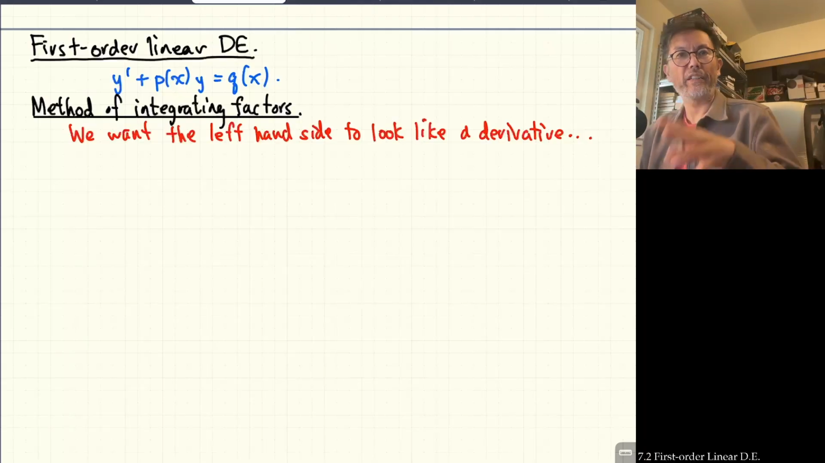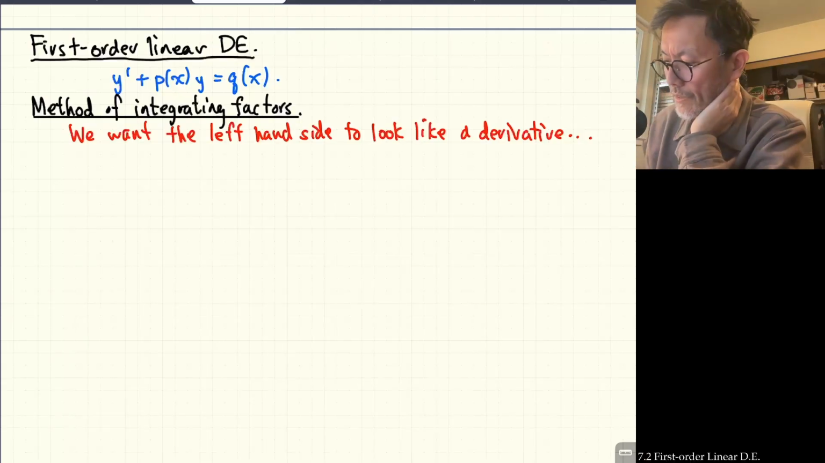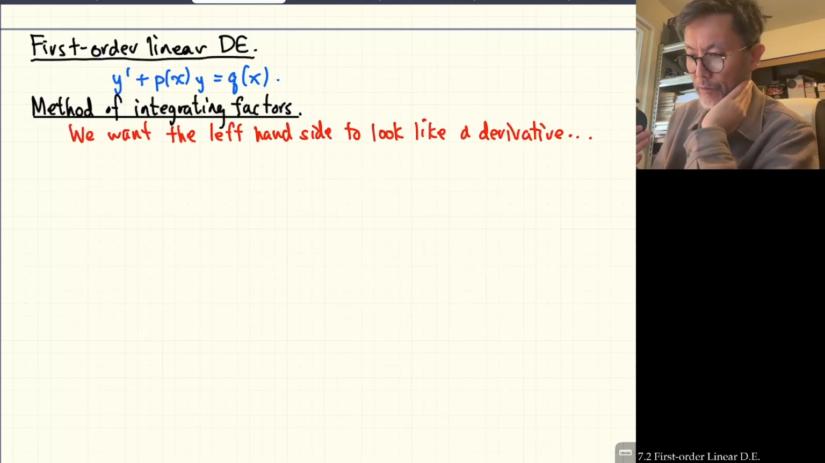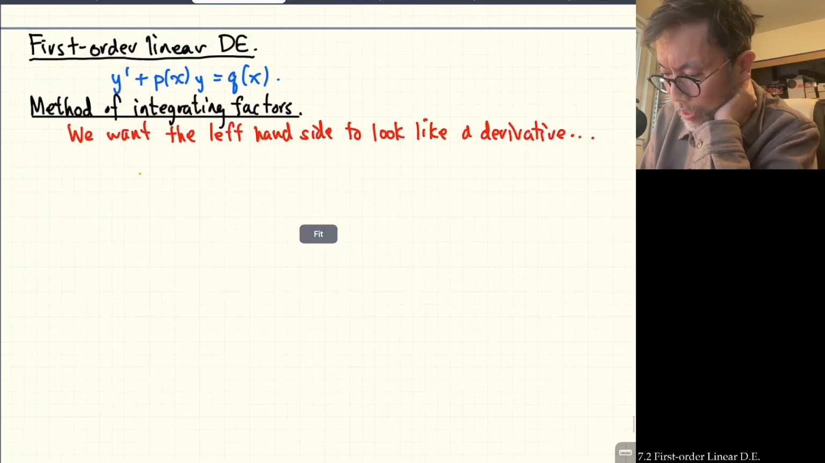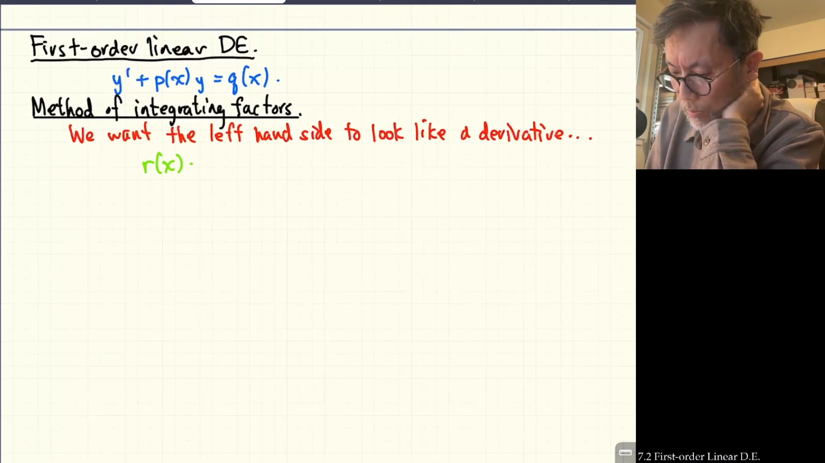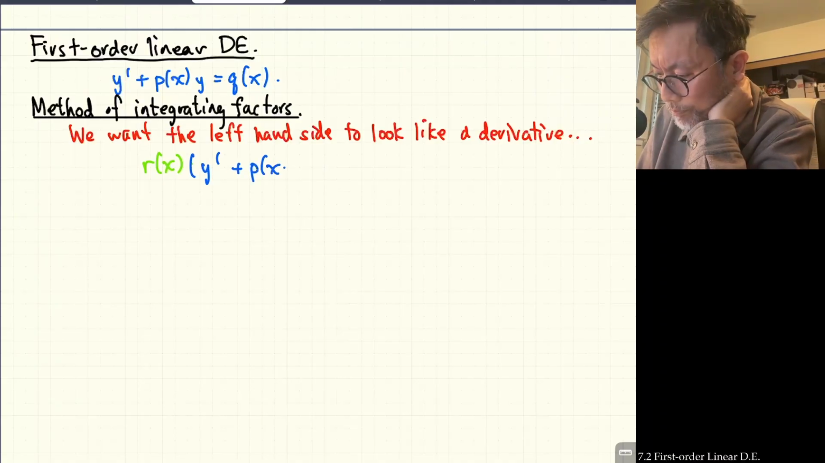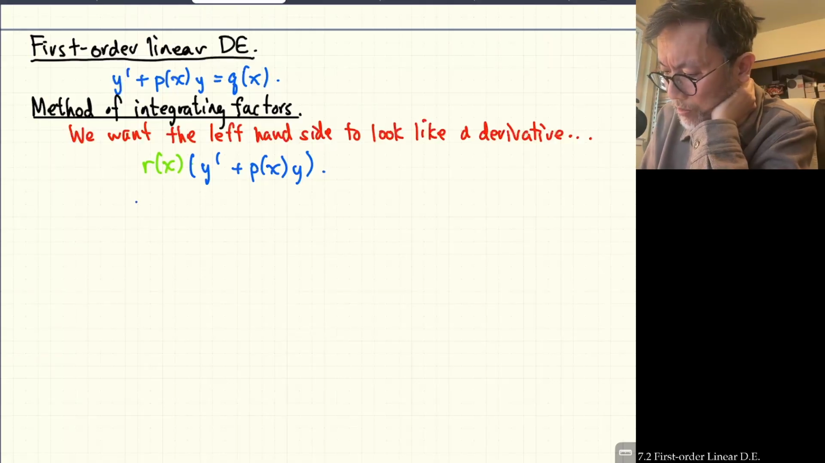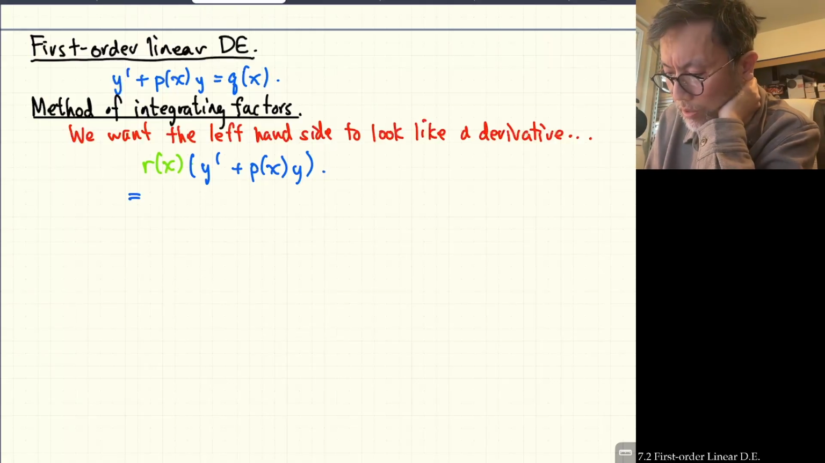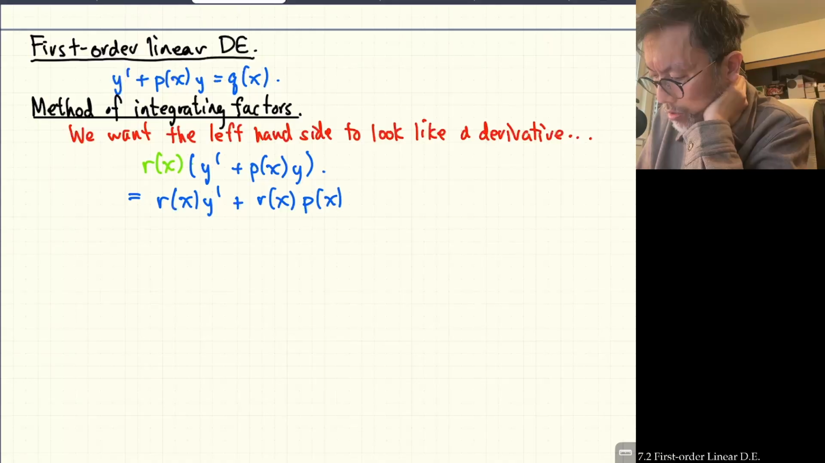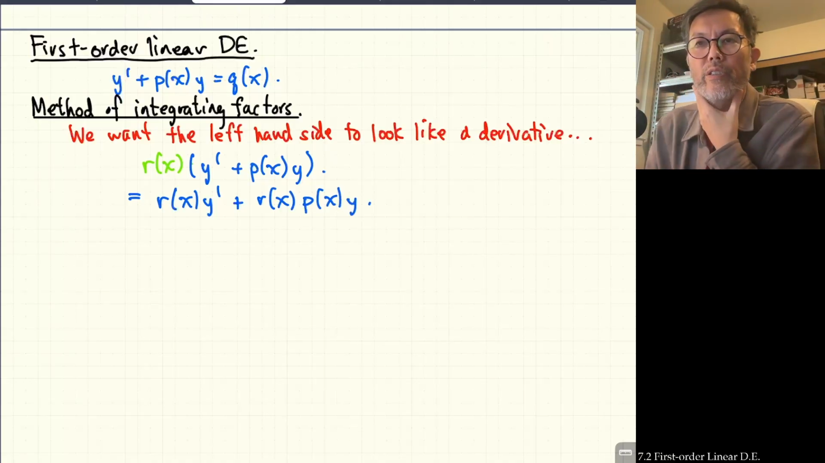Okay, so yeah, like I said, we want to make the left-hand side look like the derivative of something. So what we're going to do is multiply it by this thing that we're going to call the integrating factor. We're going to multiply it by a function which we're going to call r of x. So we're going to have r of x here, and this is going to be multiplied by this left-hand side here, y prime plus p of x y. And now I'm going to distribute the r of x. So what I end up getting, of course, is r of x y prime plus r of x p of x y. Straightforward distribution, right?